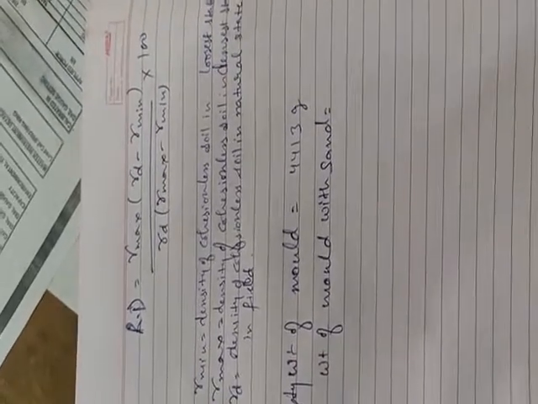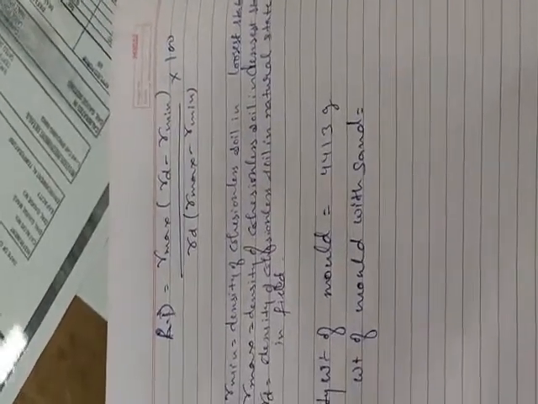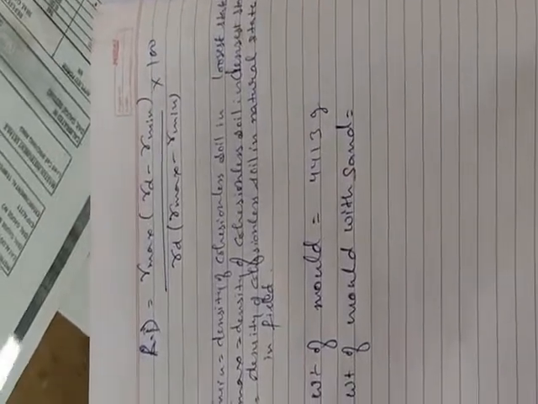Here gamma maximum is the density of cohesionless soil in densest state that we have calculated after placing the mold on the shaking table, and gamma minimum is the density of cohesionless soil in the loosest state, and gamma D is the density of cohesionless soil in the natural state which is available in the field. So we are calculating RD, which is relative density.